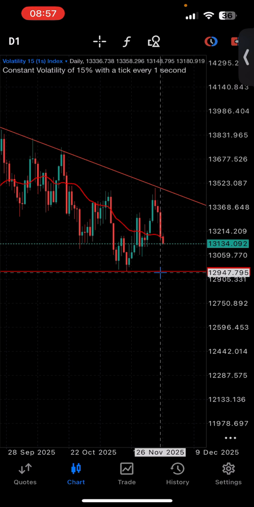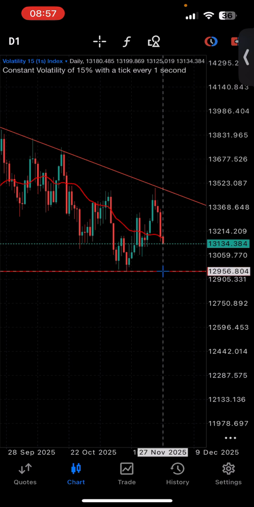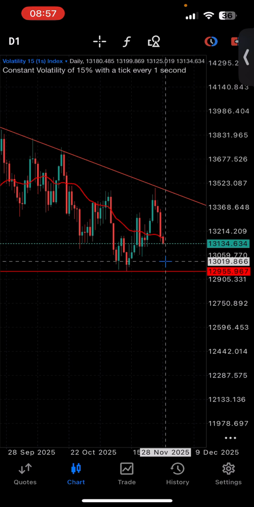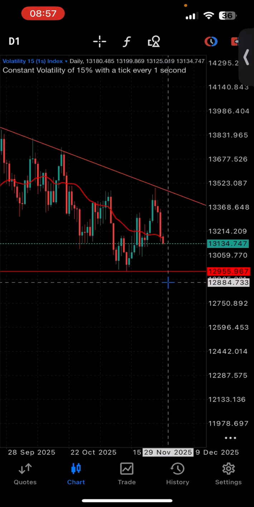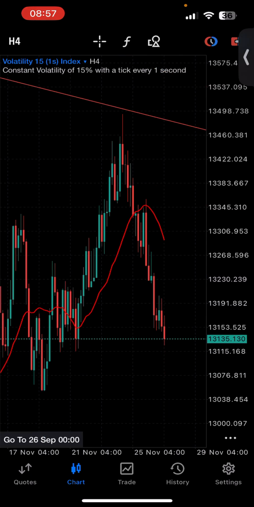But be mindful that sometimes the market will break out. You don't want to just buy because the market is on this zone. So how do you buy? You go to a lower time frame, like the 4 hours time frame.